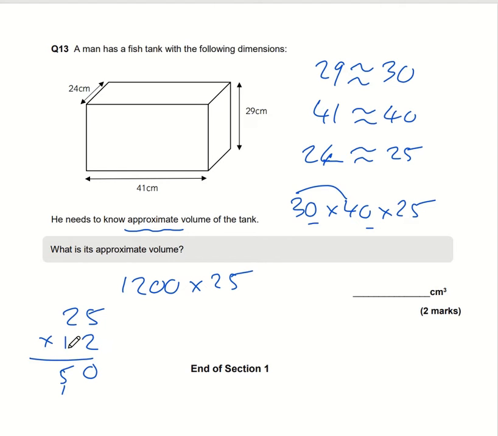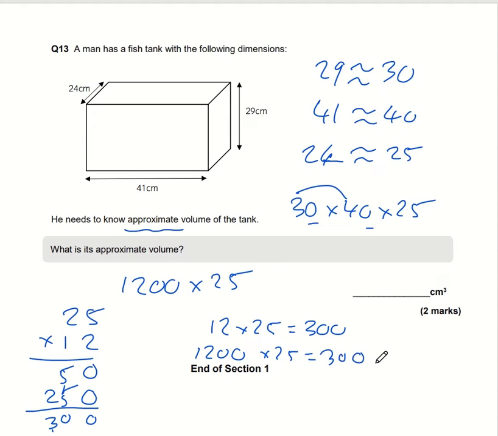Move on to the 1. This is the 1 of 10, so put in a 0 first. 1 times 5 is 5, 1 2 is 2. Add these together, 0, 10, carry the 1, 2 plus 1 is 3. So if 12 times by 25 is 300, then 1200 times 25 is going to be 300, with another 2 zeros added on, so that is 30,000 cubic centimetres.